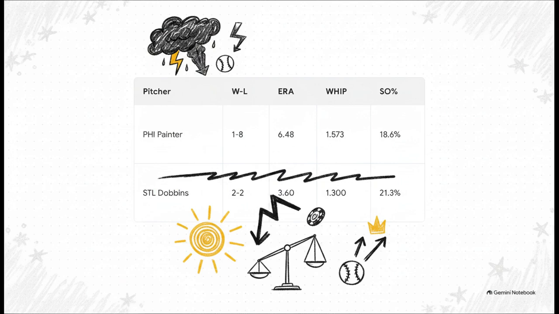On the flip side, the Cardinals are starting Dobbins, who boasts a very solid 3.60 ERA and a superior strikeout percentage of 21.3%. So while the team records might look equal, the starting pitching reality is completely lopsided in favor of St. Louis. And that discrepancy right there, that is exactly where an edge lives.